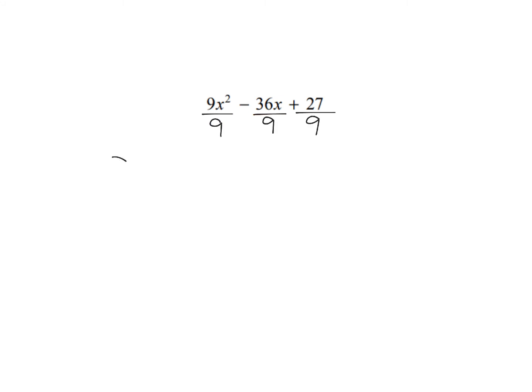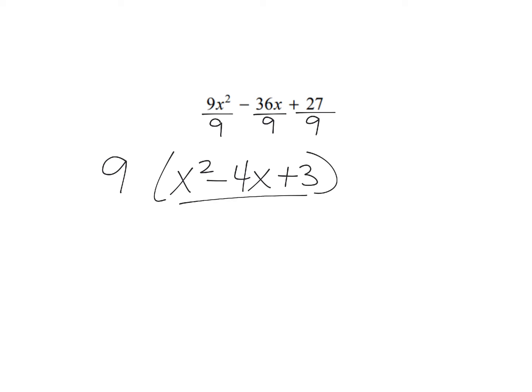Okay, hopefully you saw that you could divide all of these by a 9, like this. And I would have the 9 out, and then x squared minus 4x plus 3. Now I'm just dealing with this. Let's see, the factors of 3 that add up to 4. Well, that's just 1 and 3. Negative 4, so both of them have to be negative. Negative 1 plus negative 3 is negative 4.